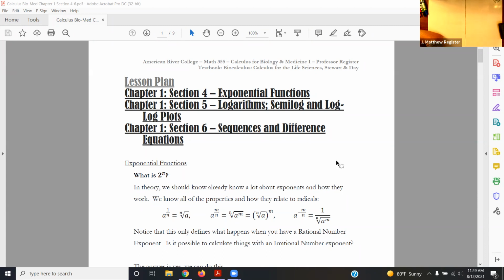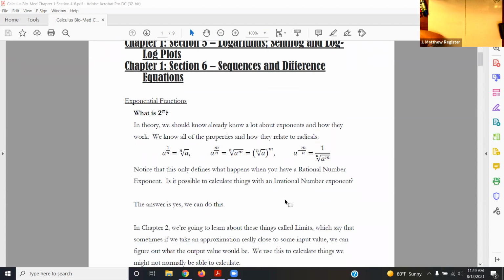To begin with, we actually have this conceptual problem, and we're going to see a lot of these bigger picture conceptual questions as we're going through the course. This one's actually leading to ideas that we're going to be seeing in chapter 2. And it's the question of what is 2 to the pi?